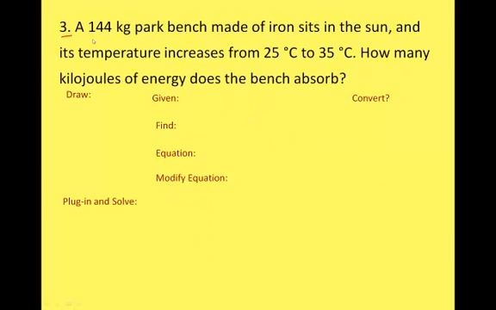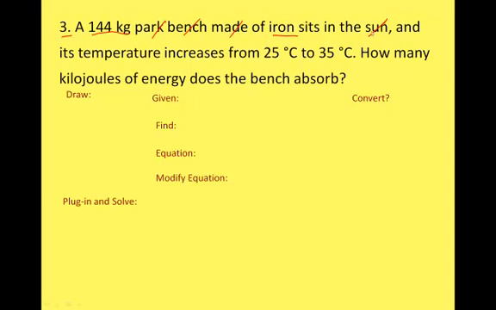Problem 3 gives us a 140 kilograms park bench made of iron. It really doesn't matter if it's a park bench for this problem or not. It's made of iron. That's what really matters. And it's in the sun. It could be a heat lamp, so that's not really important. So sometimes we want to just eliminate information that we don't really need. So 144 kilograms of iron.